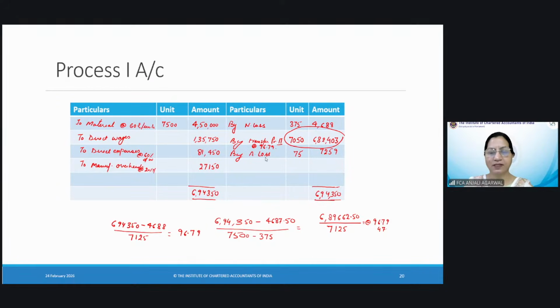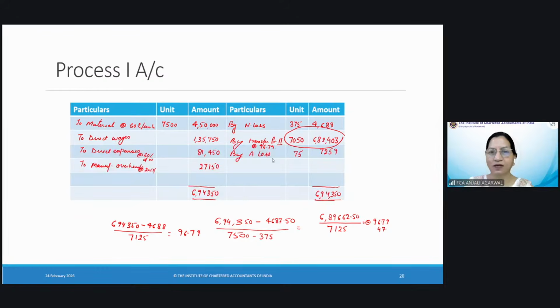Okay, ma'am. Let's look at this. In today's starting class, your proforma shows in the process account abnormal loss as a debit balance. In the first class also, abnormal loss will have a debit balance, but in the process account it will be credit.